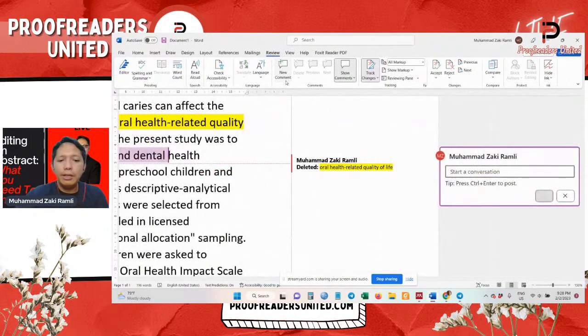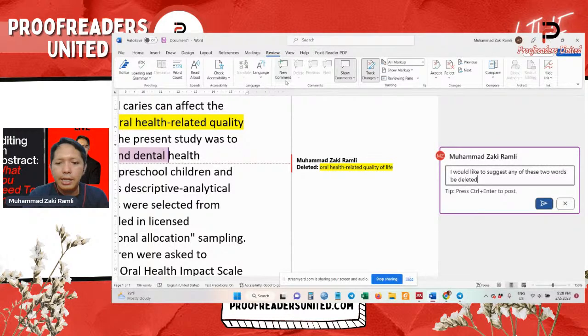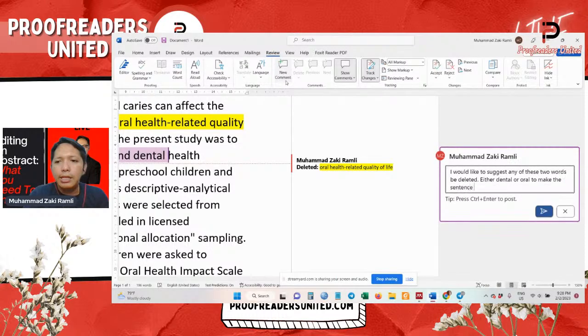For example, I would like to suggest that either dental or oral be deleted to make the sentence more concise.